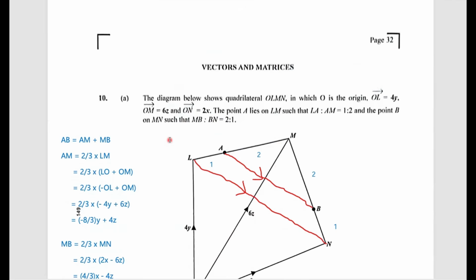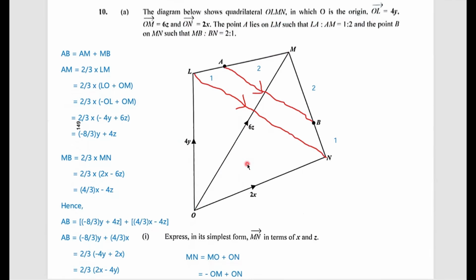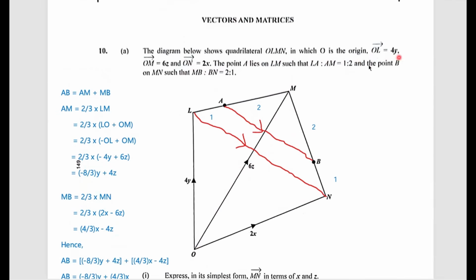Let's see what this is about, right? So the diagram below shows quadrilateral OLMN, in which O is the origin. Okay. So OL is 4y. Yeah. OM is 6z. Yeah. ON is 2x. Point A lies on LM such that LA to AM is 1 to 2. So LA to AM is 1 part to 2 parts. You can see the 1 to 2. And the point B on MN is such that MB to BN is 2 to 1. So MB to BN is what? 2 to 1. Okay, I think we have that.